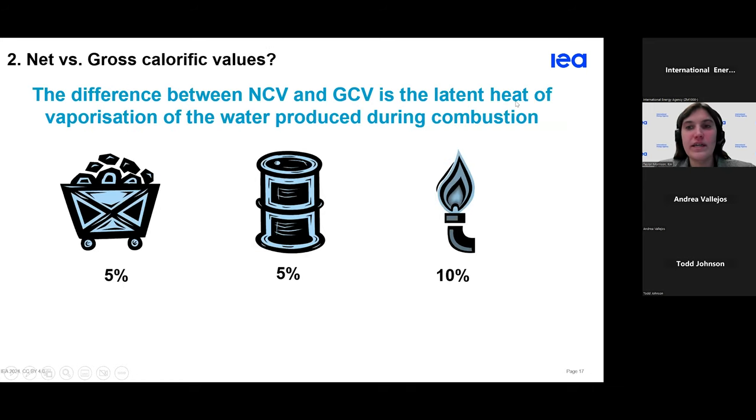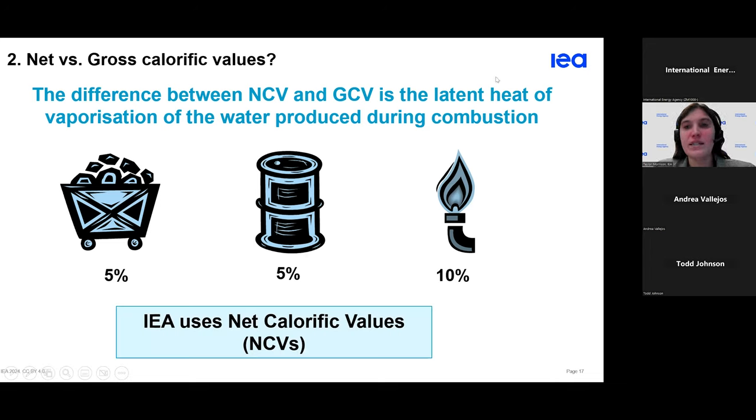So another key choice is whether to use net or gross calorific values. And a reminder, the difference between net and gross calorific values is the latent heat of vaporization of the water produced during combustion. So the IEA has chosen to use the net calorific value, since this represents the useful energy content of an energy product.